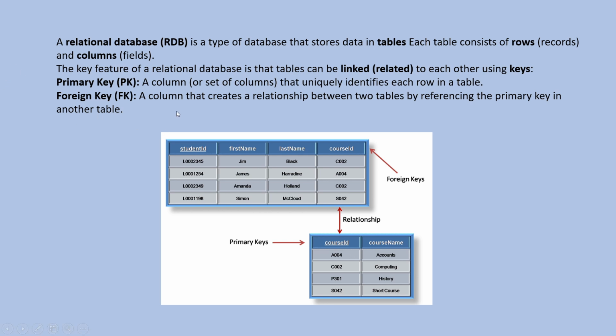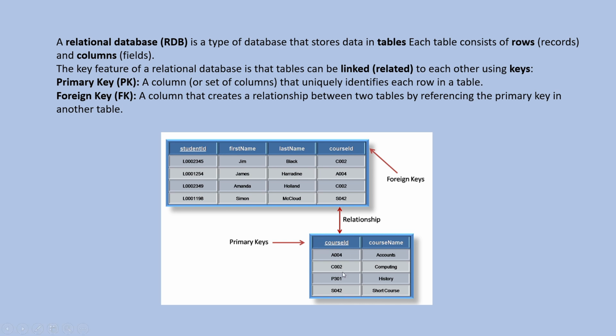Now what is a primary key and what is a foreign key? A primary key is a column, or it can be a set of columns, that will uniquely identify each record in a table. In the student table, the student ID is the primary key, which will uniquely identify each record here in the student table. The primary key column cannot contain duplicate values, and it cannot contain null values as well.